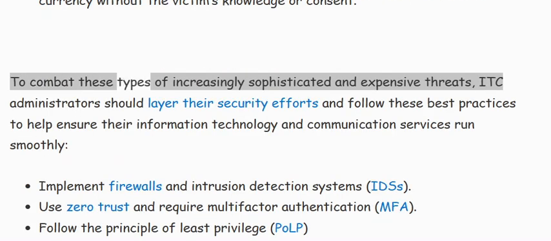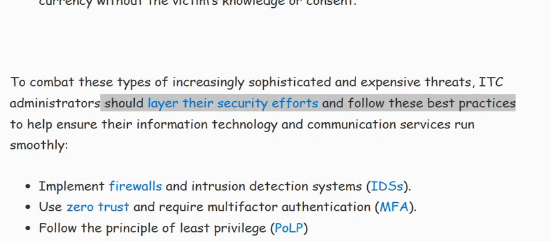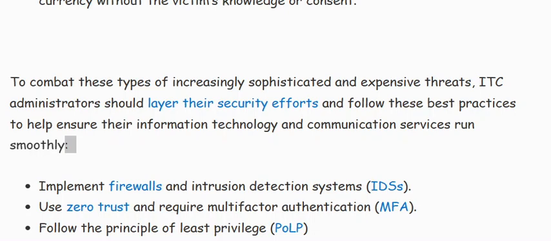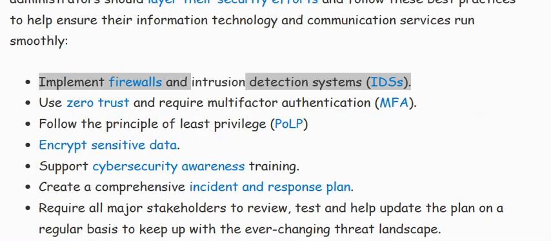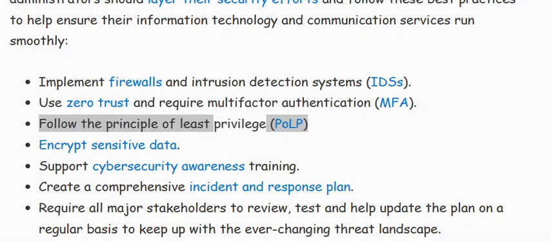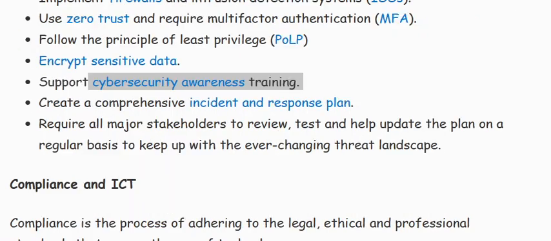To combat these types of increasingly sophisticated and expensive threats, ICT administrators should layer their security efforts and follow these best practices to help ensure their information technology and communication services run smoothly. Implement firewalls and intrusion detection systems, IDSs. Use zero trust and require multi-factor authentication, MFA. Follow the principle of least privilege, POLP. Encrypt sensitive data. Support cybersecurity awareness training.